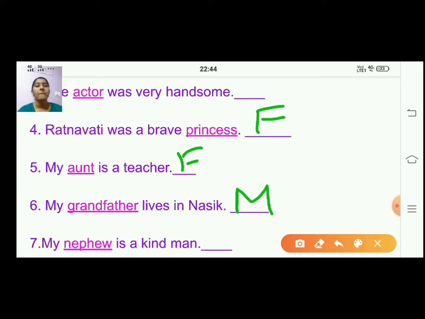Seventh one, my nephew is a kind man. My nephew is a kind man. You can see the man word here. So it's masculine. So you will mark M, right? My nephew is a kind man. So you will mark it as M there. Right? Understood, children? Shall we move on to the next?